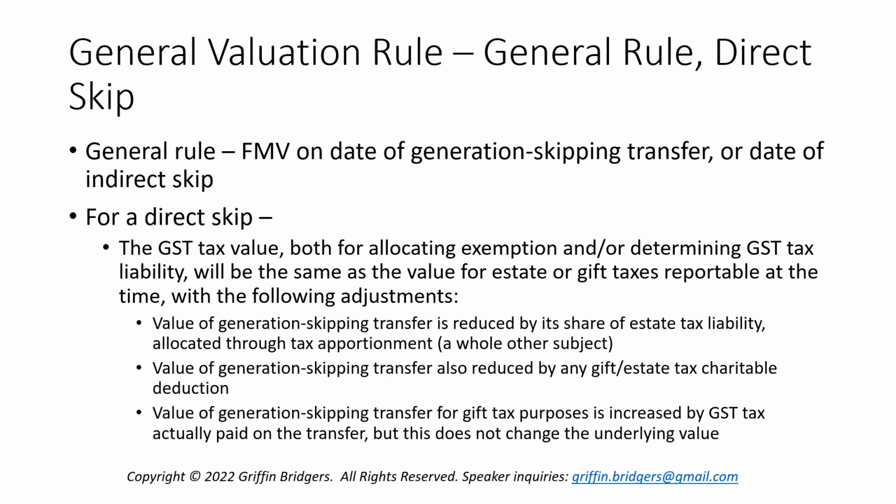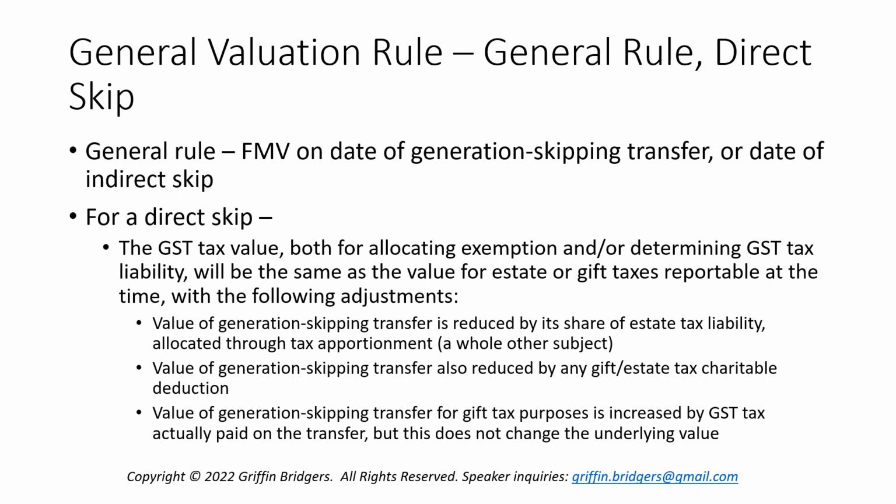So the value of a generation skipping transfer for exemption or GST tax purposes is first reduced by its share of any estate tax liability, which is a whole other subject, and we'll touch on 706 reporting, where we'll get back into that subject towards the end of this course. Another point is that the value of a generation skipping transfer is also reduced by any gift or estate tax charitable deduction.